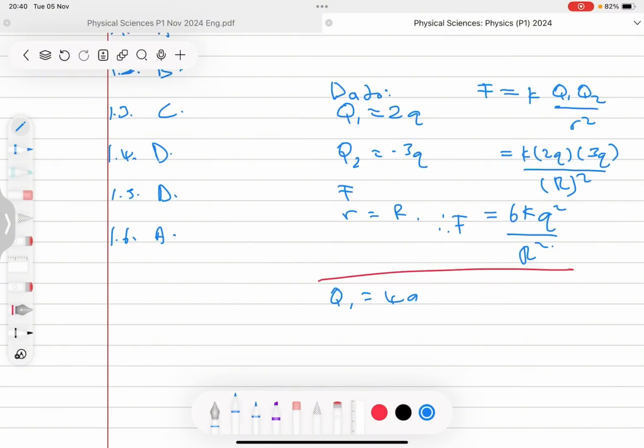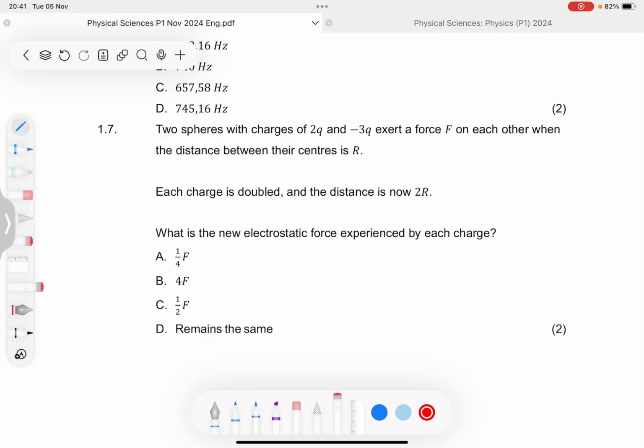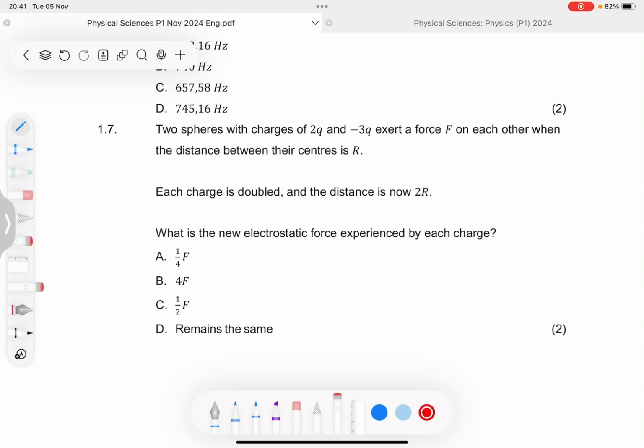Sorry, that should be a 4Q, right? And Q2 is also doubled. If you multiply this by 2, it's going to be a 6. So we're going to have a negative 6Q, right? And they say also that the distance is now 2r, so the distance is also doubled, right? So our new distance here is going to be 2r. Now the question says, what is the new electrostatic force experienced by each charge?